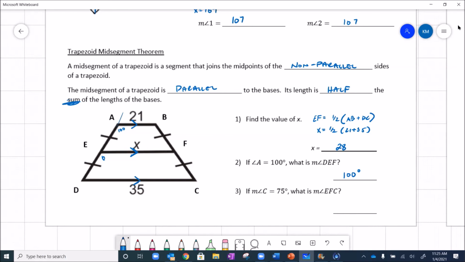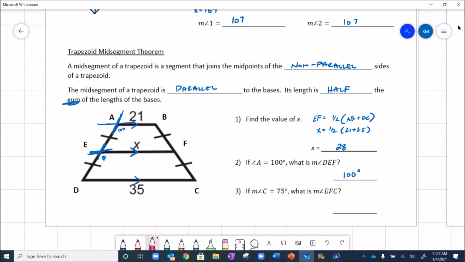Again, that's because corresponding angles are basically in the same position. If you think about the 4 angles that are created here, this is the bottom right. They're corresponding, they're equal.